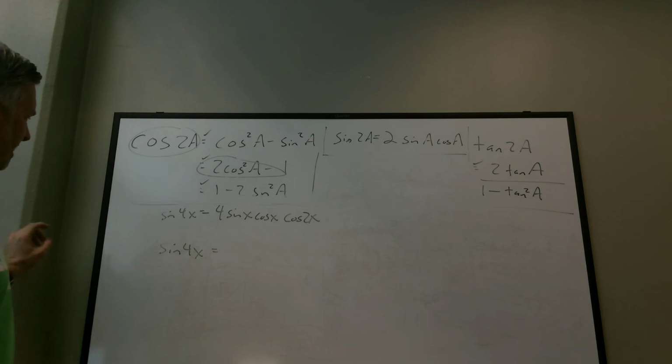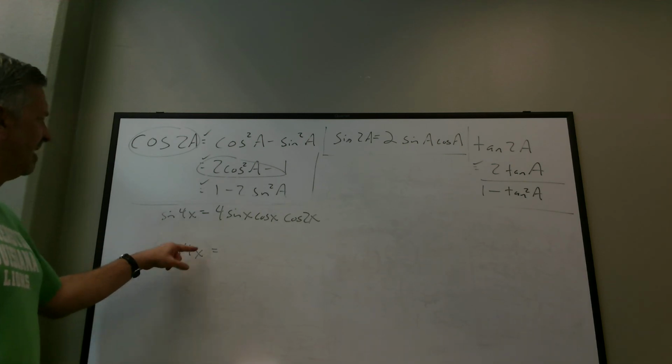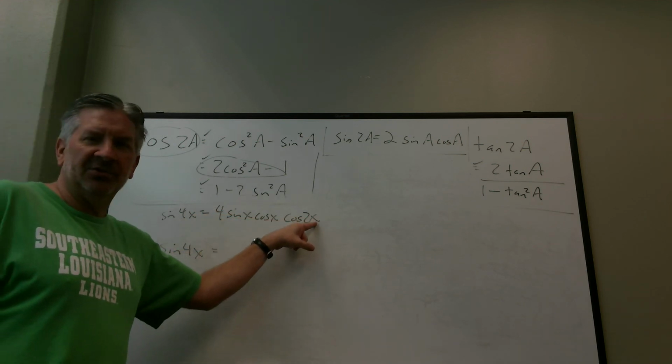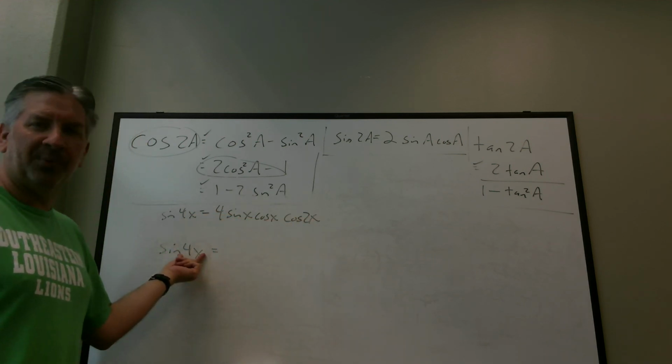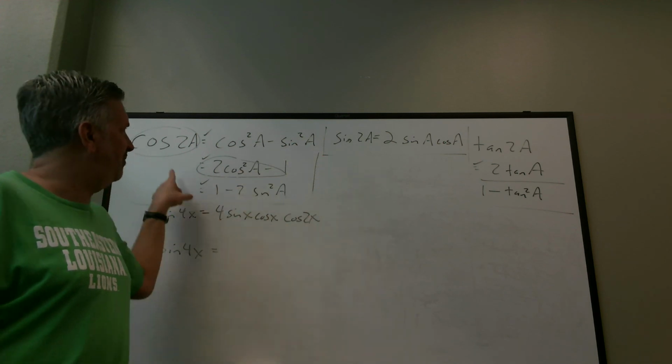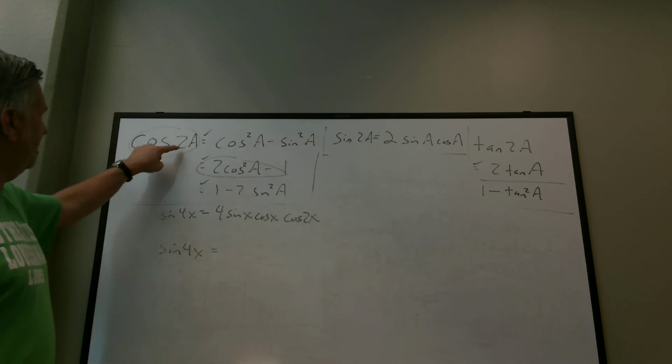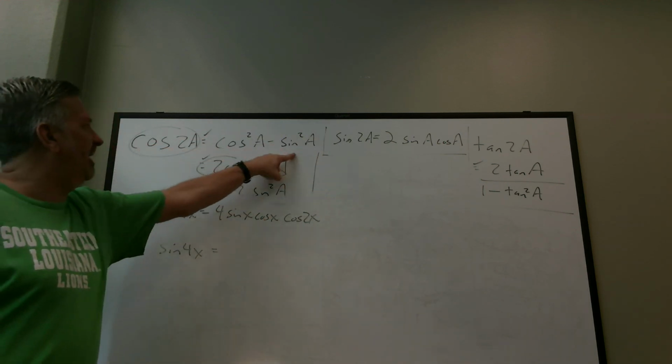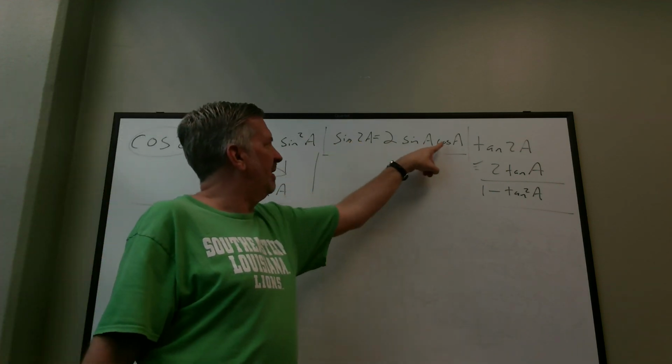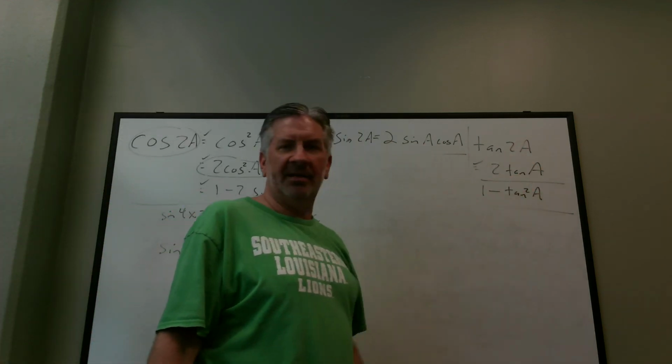Now what's my thinking here? I have an angle of 4x, but I need to get to angles of x and 2x, so I need to make this angle simpler. Well, what do these identities do for you? They can take a 2a and go down to a's.